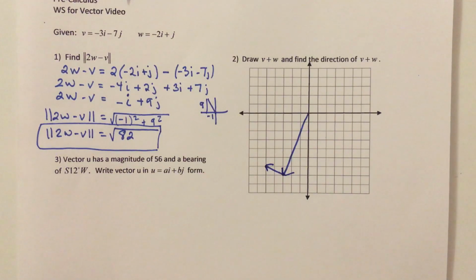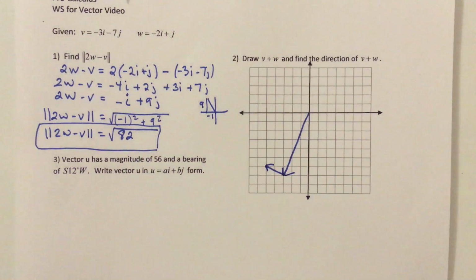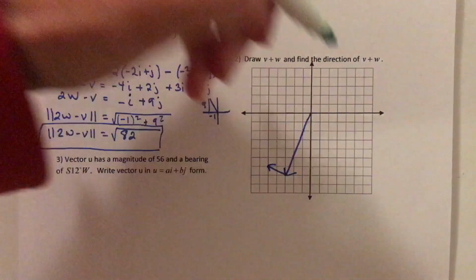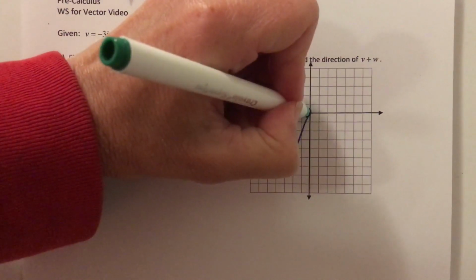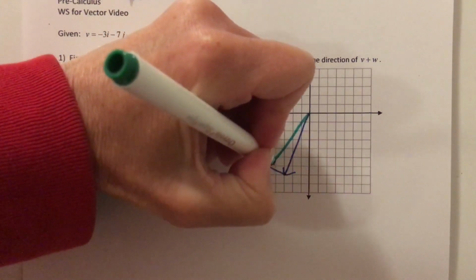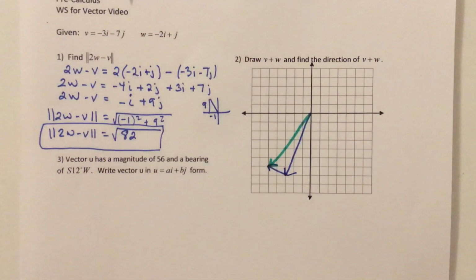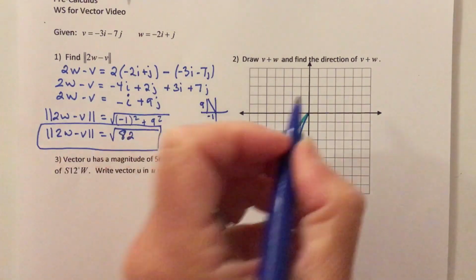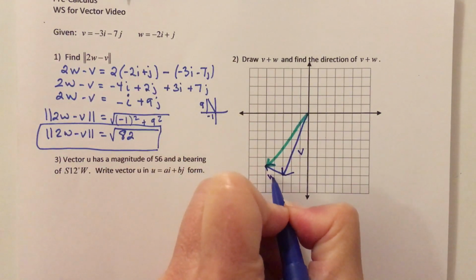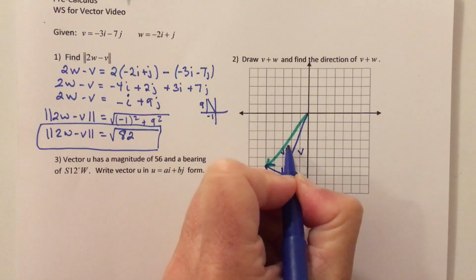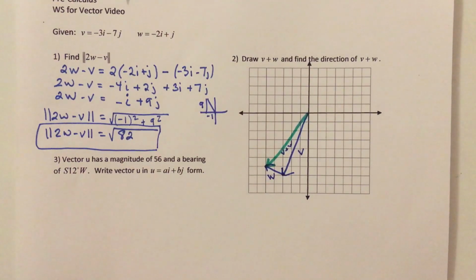Don't forget that you do have to draw the result. I'm going to draw the result in a different color. The result is that I started from here and I ended here, and you do have to put an arrow on that. If you wanted to label it, this would be v, this would be w, and this would be v plus w.